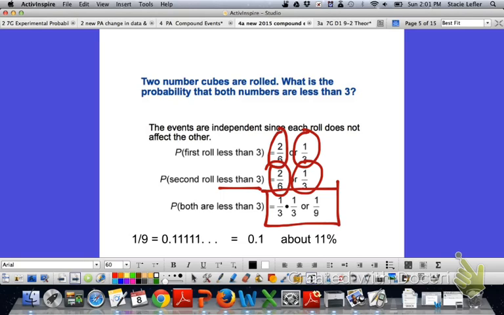We can also give probability as a decimal, and we would take 1 divided by 9, which is 0.1 with the 1 repeating. That would be about 0.11, which is about 11%.